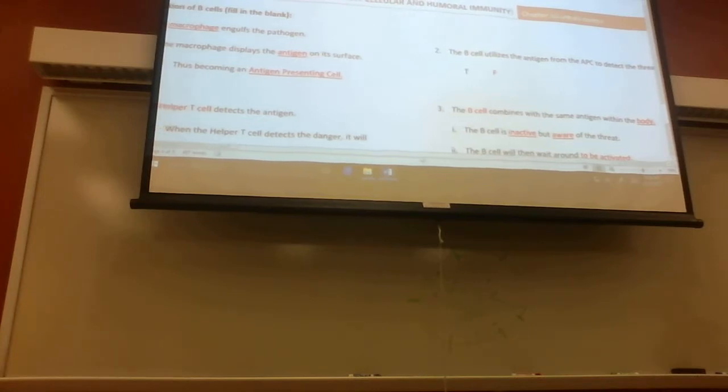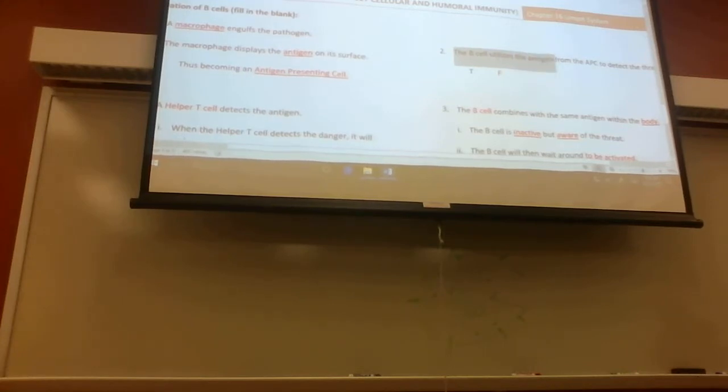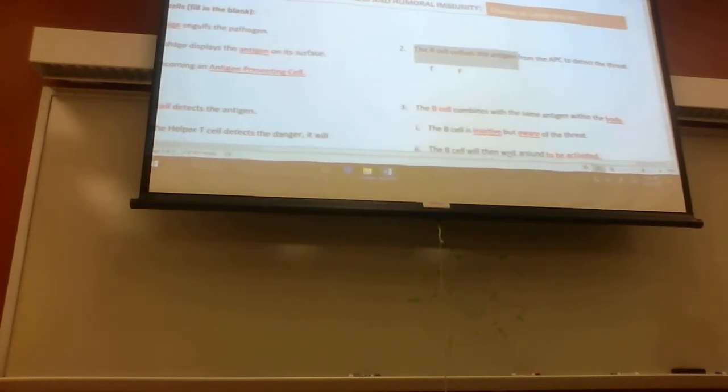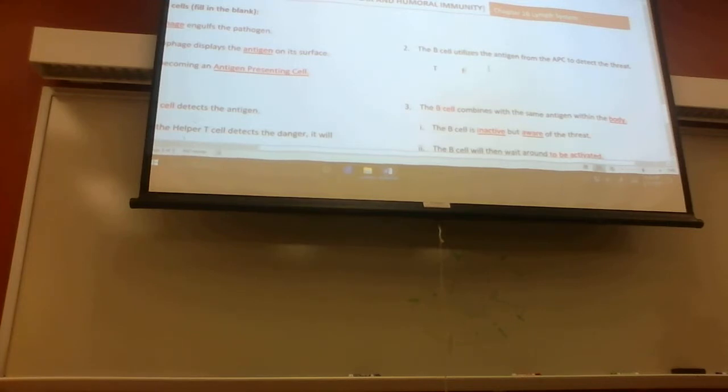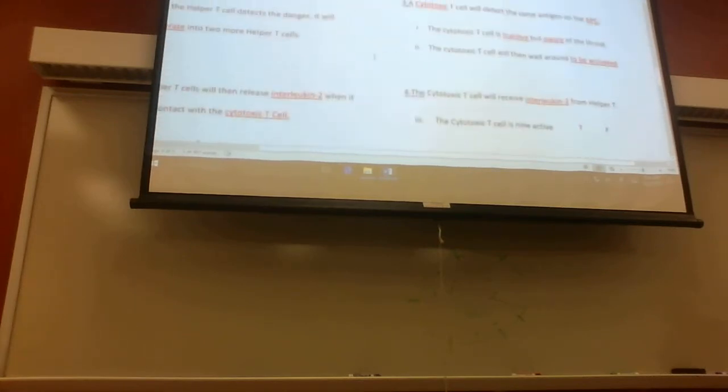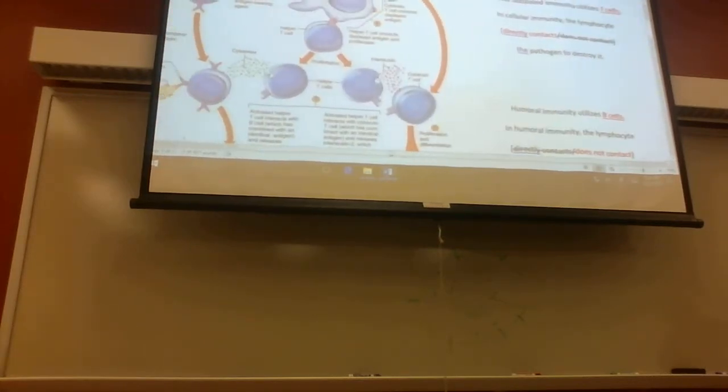However, while the macrophage is doing that, at the same time, in step 2, the B cell utilizes the antigen. So this statement says the B cell utilizes the antigen. This is false. Your B cell does not utilize that antigen, and you can see it in that picture. However, you need that macrophage, because the outcome is that your helper T cell will also activate your B cell. So you need that macrophage in the picture.